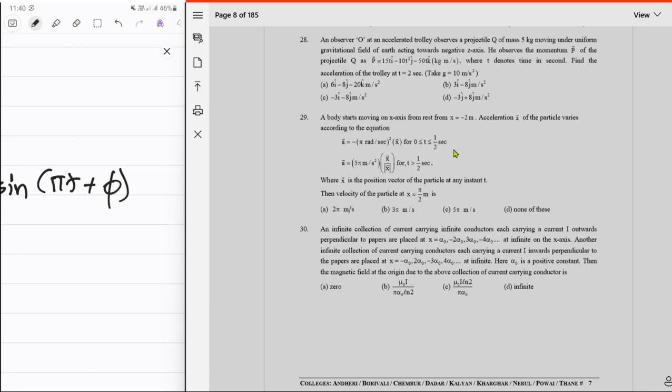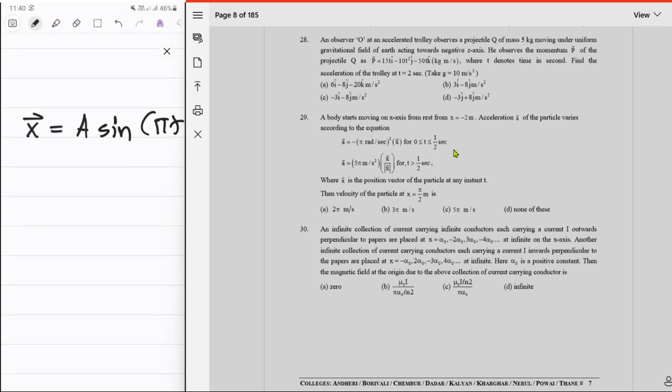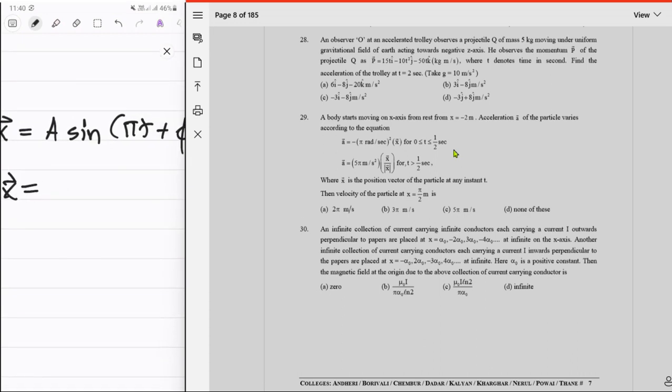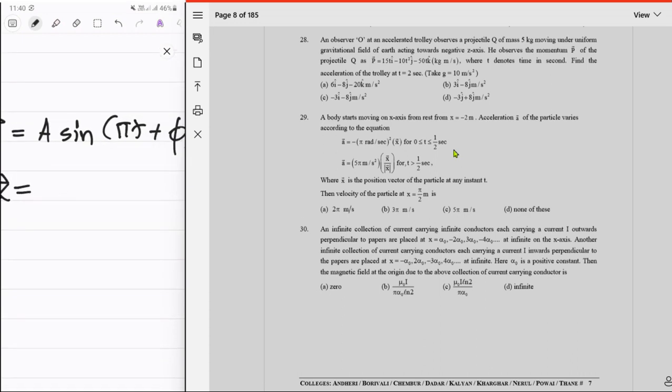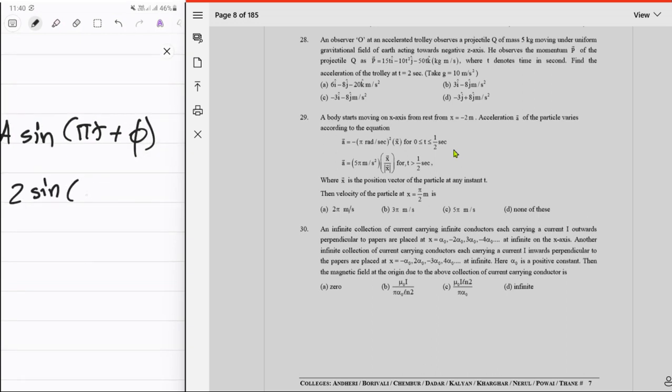So what is pi t plus phi? It is at the extreme, at the amplitude. The expected position is negative 2, so basically 2 sin of pi t minus pi upon 2, I think. So at t equal to 1 upon 2, x is 0, meaning it has come back to the origin. Understood. It is at the origin, and then what happens after that?